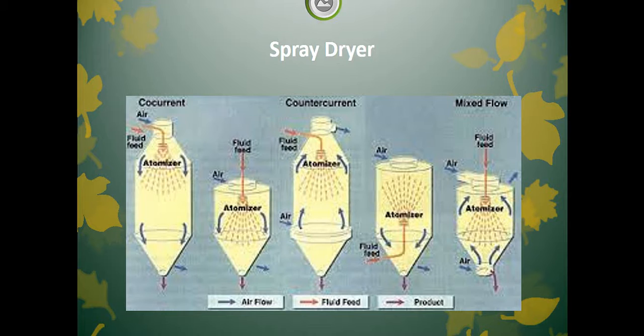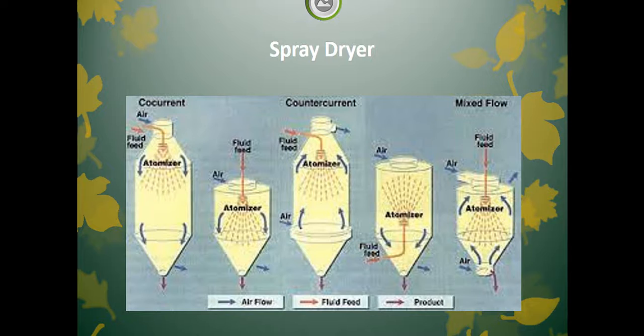So you have the atomizer in the setup. Here you have co-current, meaning they enter the dryer in one direction. Here you have counter-current, so your feed is introduced here but the air is introduced at the bottom, so they flow counter-current to each other. Or it could be a combination of the co-current and the counter-current scheme, in which you have the mixed flow already. This is in the case of the spray dryer.